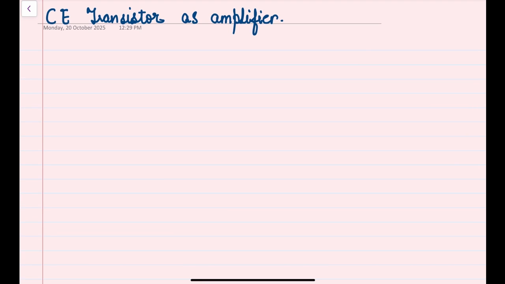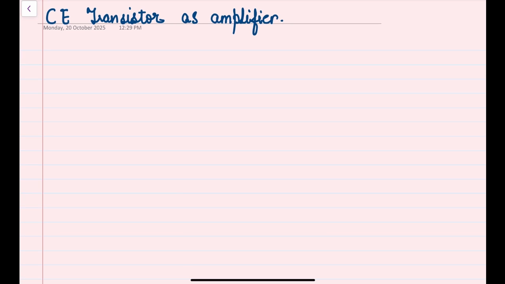In this video, we are going to discuss one of the most commonly used transistor circuits, the common emitter transistor as an amplifier. So what is a common emitter transistor? It is a transistor configuration in which the emitter terminal is common to both the input and the output junction. This arrangement is most commonly employed because it provides high voltage gain.